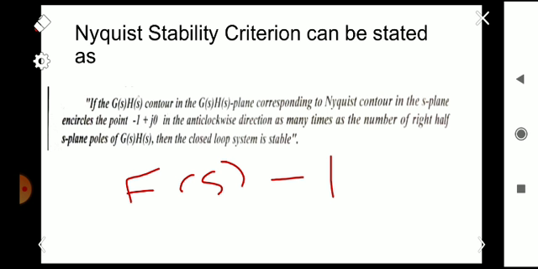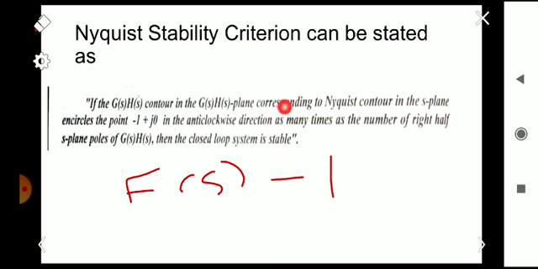That is, if we are having two right half poles of G(s)H(s) in the s plane, and if you are drawing the corresponding F(s) minus 1 contour and we are having only one anti-clockwise encirclement of the minus 1 plus j0 point, then the system will be unstable, because we are having two poles in the right half of the s plane and only one anti-clockwise encirclement of minus 1 plus j0. So the system will be unstable.